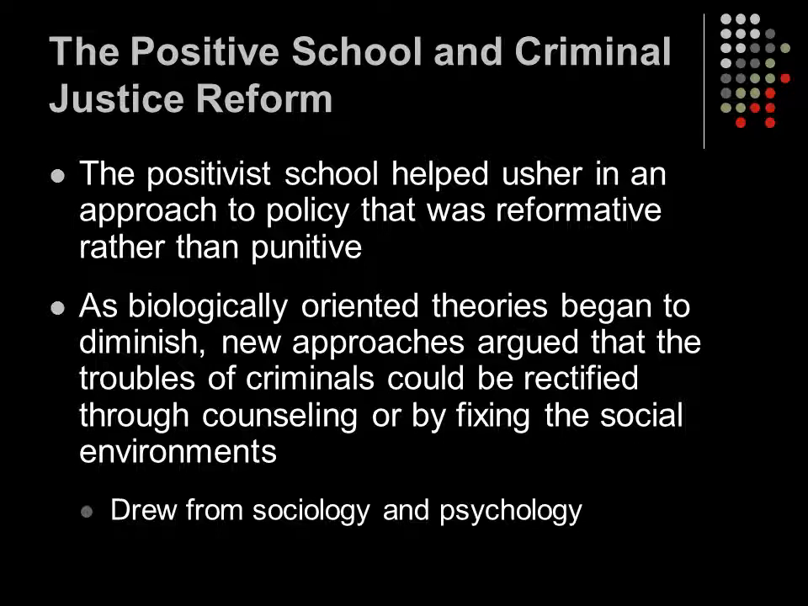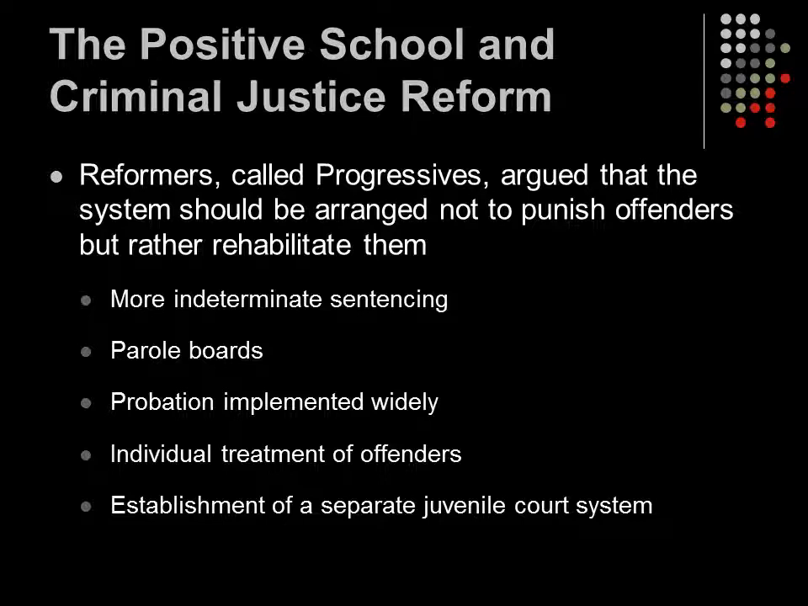Because a lot of these biological ideas from the early researchers became discredited and didn't hold up all that well, a lot of those theories started to go away, and the policies based on them went away, and we started looking for new ideas. As we move more into the positive school, you could argue that most of the theories and research we work with today would probably be more closely linked to the positive school and scientific ideas more so than the classical school. But reformers that were called progressives argued that the criminal justice system should be arranged to rehabilitate offenders and not just to punish them.